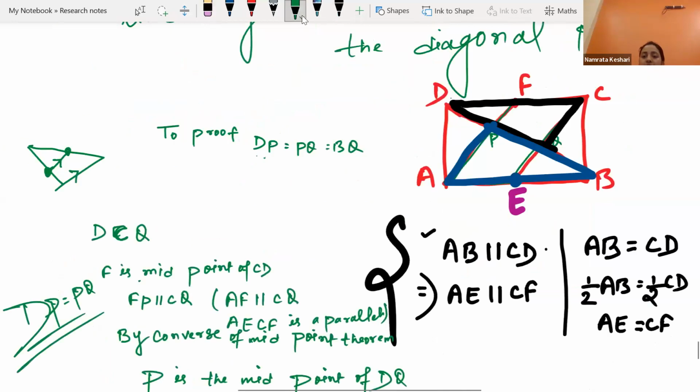We are having a triangle over here like this. We know the midpoint of this side, that is E. Through this midpoint, a line segment is passing, but that line segment is parallel to the side AP. Why? Because at first only we have proved that AECF is a parallelogram. Then by the converse of the midpoint theorem, Q will be the midpoint of BP. Everyone, are you getting it?